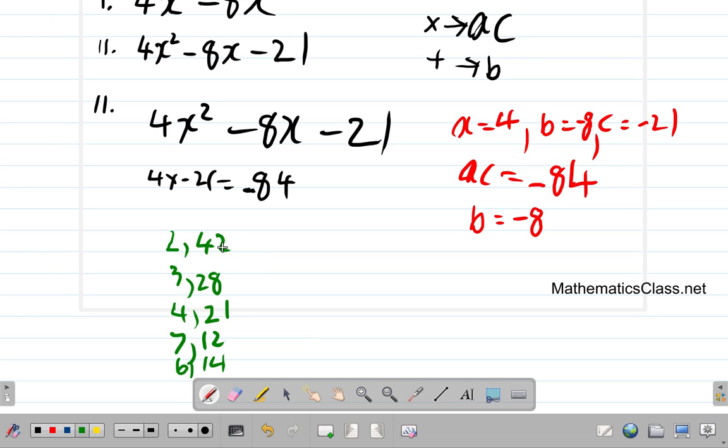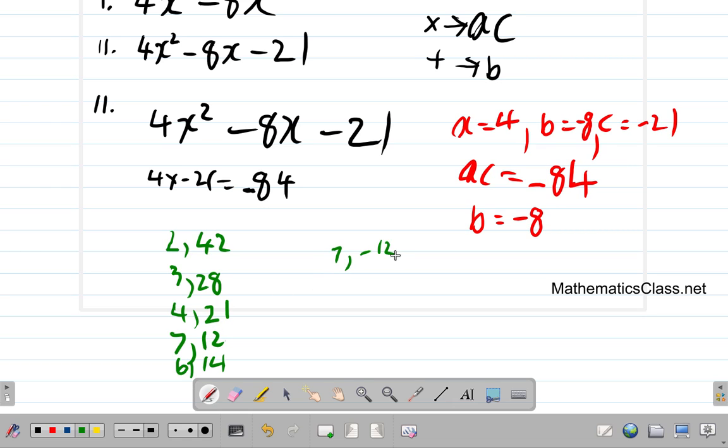Let's start, first of all, if we make 42 negative, 2 plus negative 42 will be far from 8. Alright? You can see that. If we make 28 negative, 3 plus negative 28, 3 minus 28, that will be too far. We can see that mentally, much too far from 8. Same thing with 4 and 21. 4 plus negative 21 is going to be what? 17. Too far.